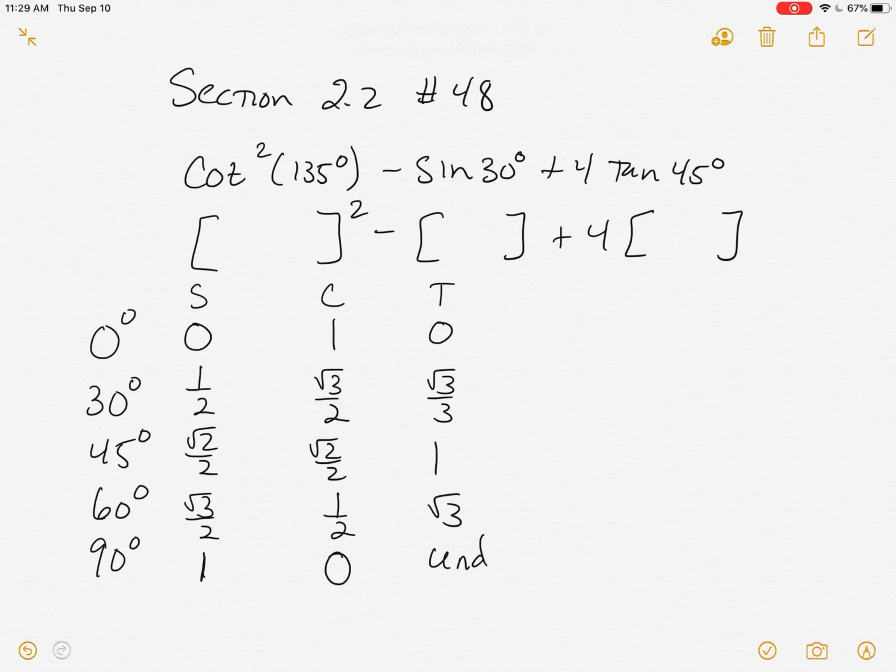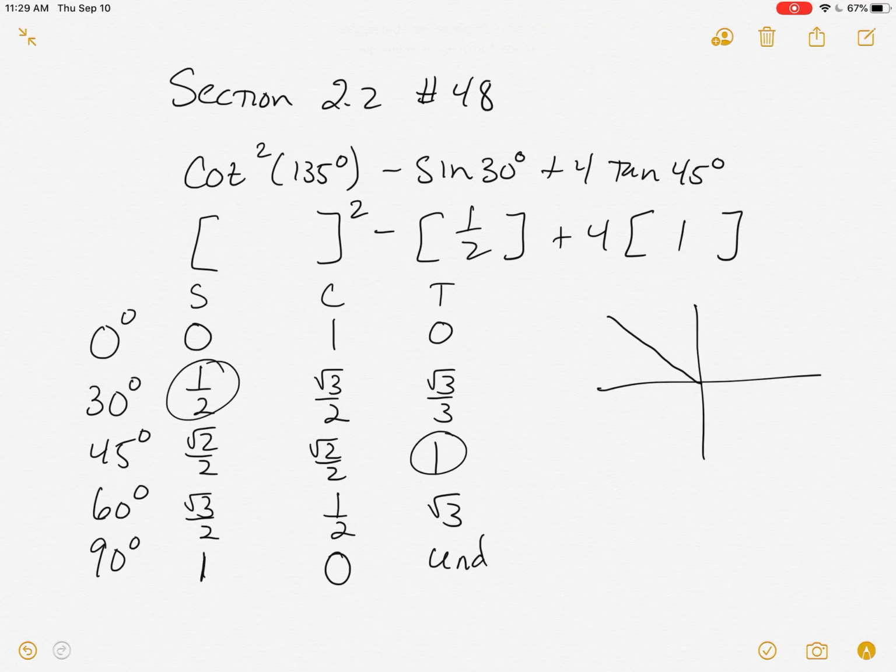So why am I doing all of that? Well, I'm doing it because somebody asked this question, so let's go do it. Tangent of 45 degrees by memorization, 1. Sine of 30 degrees by memorization, 1/2. Cotangent of 135 degrees. Okay, so you're thinking that's not in the realm of memorization, but sure it is.